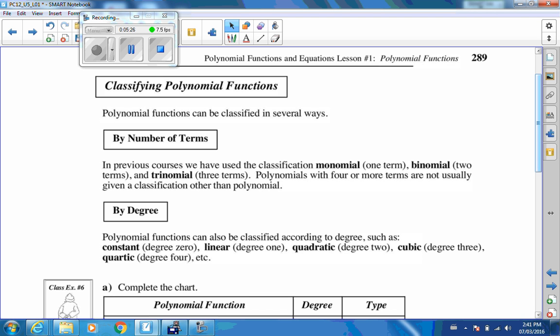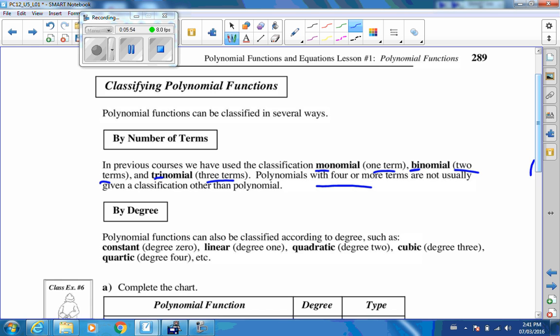Sometimes it just is. Anyway, monomial means one term. Binomial, bi means two, so two terms. Try three terms. Hey, what a coincidence. Generally, we just say it's a 4-term, 8-term polynomial. We don't say it's an octonomial or something like that.